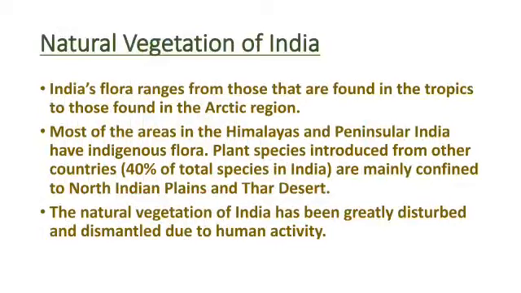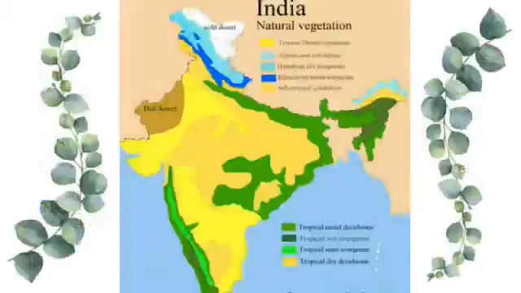The natural vegetation of India has been greatly disturbed and dismantled due to various human activities in the name of development and with the increase in population. Here you will be able to see the distribution of the natural vegetation in India.